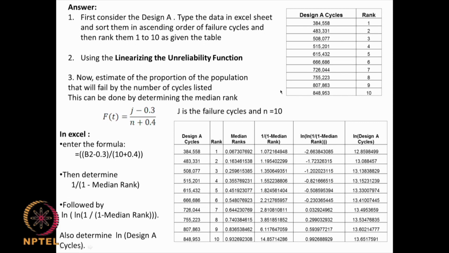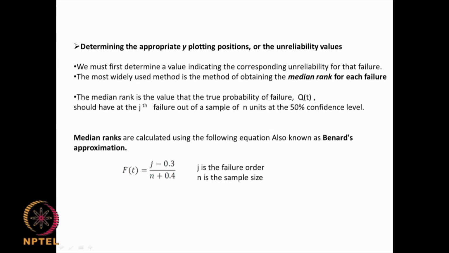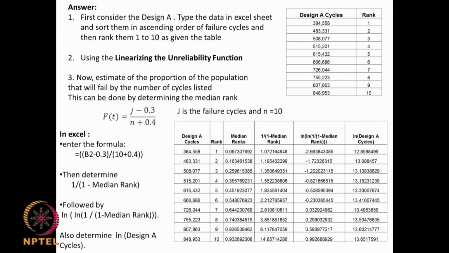Now the question is, how do I calculate this q? In order to calculate this q, as I said, we need to use this Bernard's approximation: j minus 0.3 divided by n plus 0.4, where j is the failure order and n is the number of data points. Here n is 10. So this particular sample has a failure order of 1. I am putting it in Excel for example like this. So 1 minus 0.3 is 0.7, 0.7 divided by 10.4 will be 0.067. Like that, for each one of these items you find out a median rank.